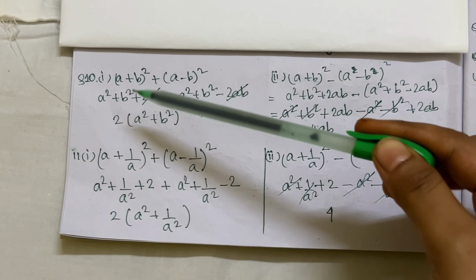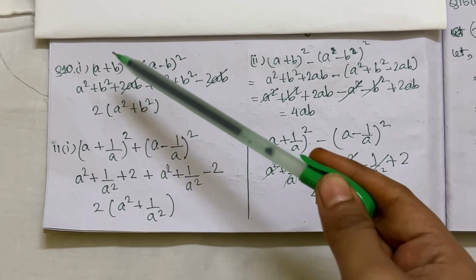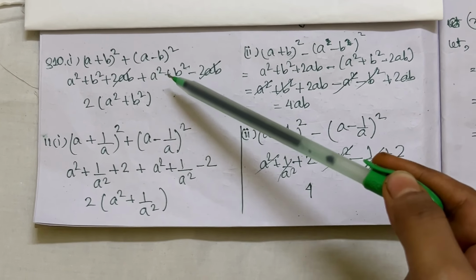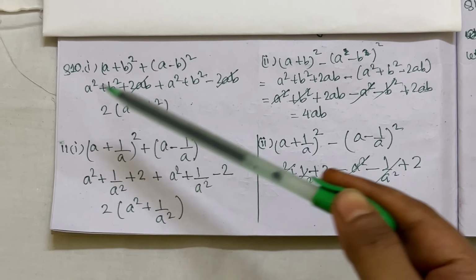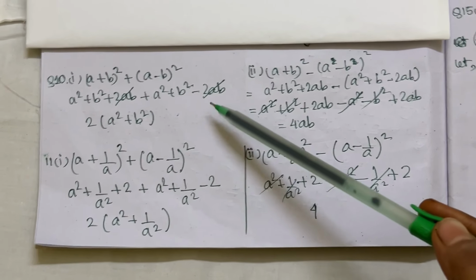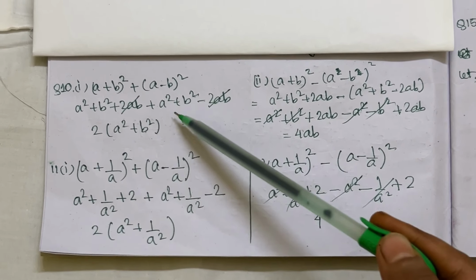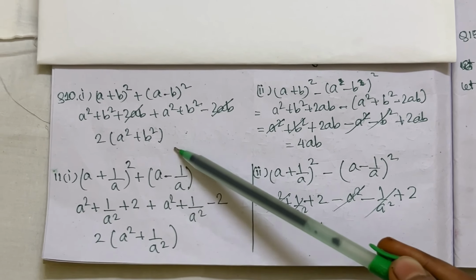Sum number 10 part 1. The sum is a plus b whole square plus a minus b whole square. Very easy. Directly putting into a plus b whole square formula and a minus b whole square formula. This is the formula. Then looking if anything cancels out or not. It gets cancelled out. So it becomes 2a square plus 2b square.